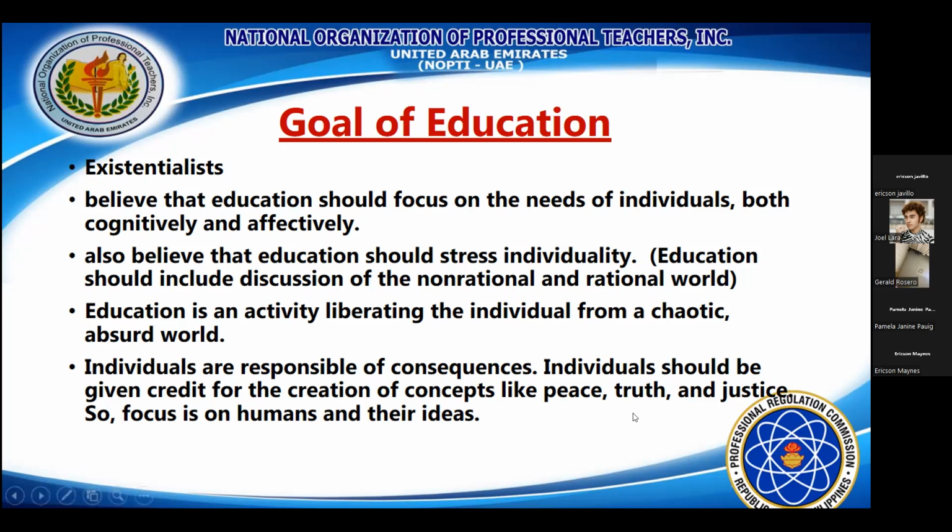Okay? So the focus is on humans and their ideas din. So may ano din siya, idealism context. Okay? So ang clue dito, existentialist, yun, existence. Existence precedes essence.